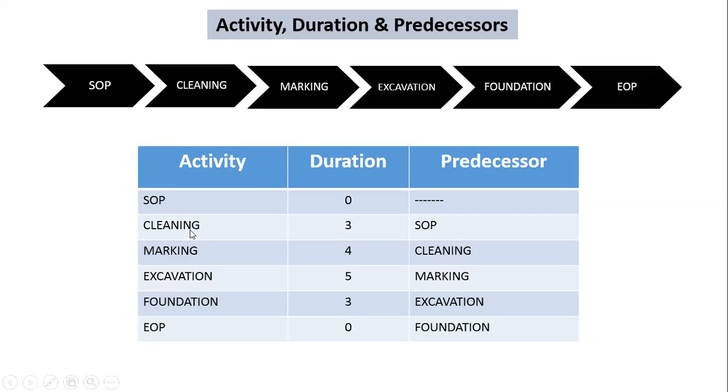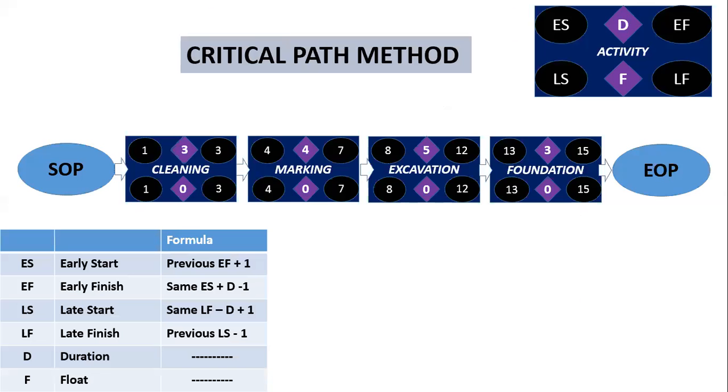See, now you got it. What is activity? What is duration? And what is predecessor? Yes, sir. You got the rough idea, right? Then we'll go for the next slide. How many of you know this critical path method? We don't know, sir.